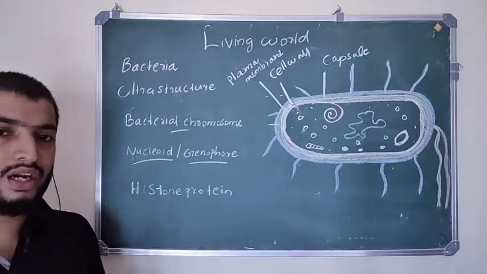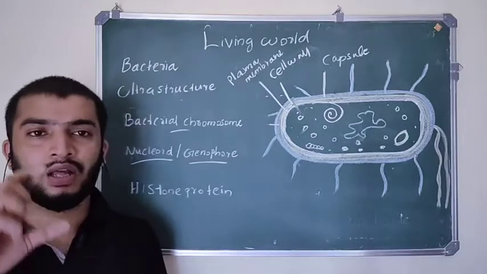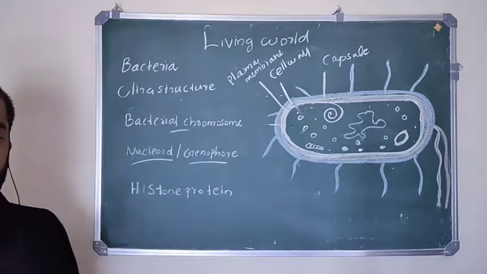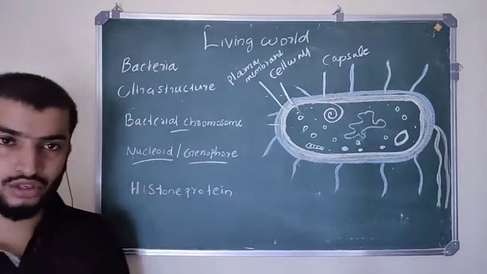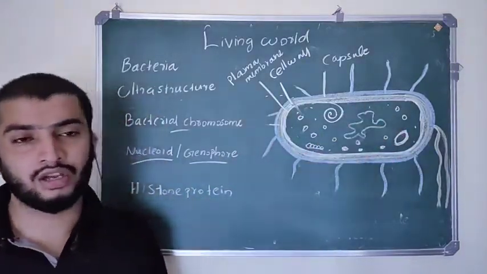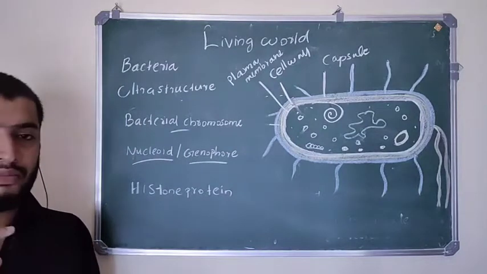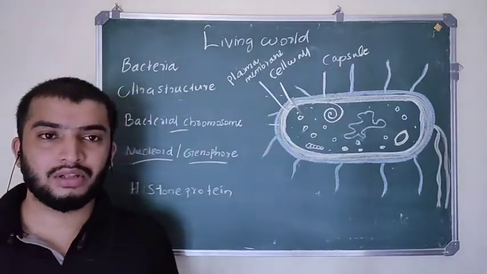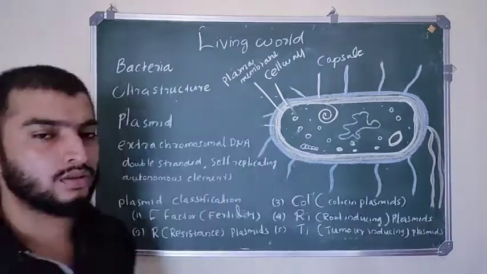So for the bacterial DNA, these are the main points. Bacterial DNA or genetic material is called the nucleoid or genophore, and there is no membrane around this DNA or genetic material. So the bacterial chromosome simply stands in this cytoplasm.